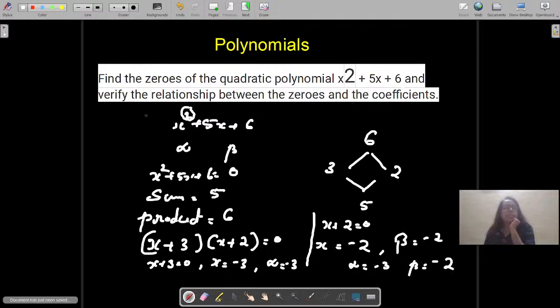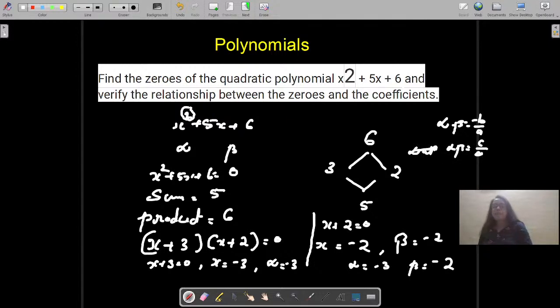Now, what is the question? Here the question is: find the zeros of the quadratic polynomial and verify the relationship between the zeros and the coefficients. Verify the relationship, that is, alpha plus beta is equal to minus b by a and alpha beta is equal to c by a. This one we have to verify. Now we can verify this relationship.